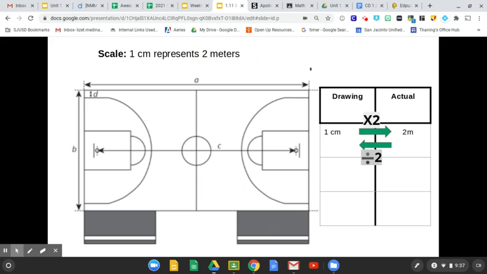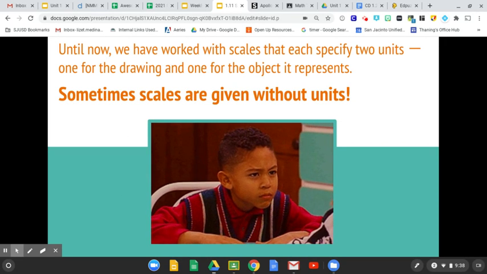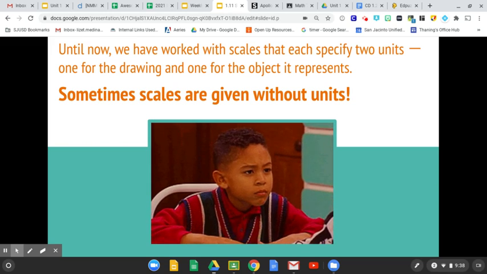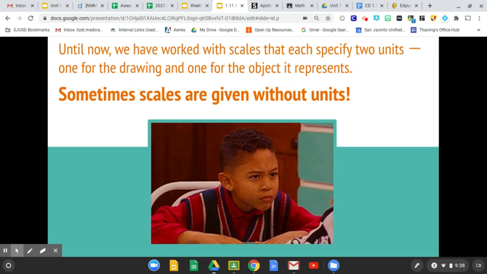So up until this point, every time we've seen a scale, it's had units in it. So for example, this one has centimeters and meters. We've also seen inches used, but there's always been units. One unit is for the drawing and one is for the object it represents. However, sometimes scales are given without units.